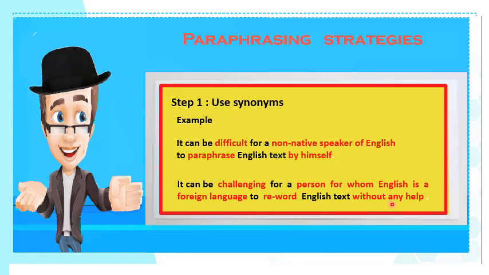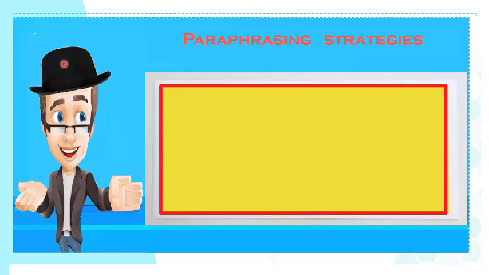What happened here? Which synonyms did I use? For the term difficult, I used challenging. For the expression non-native speaker of English, I used person for whom English is a foreign language. For the term paraphrase, I used rewords, and the expression by himself is replaced by without any help. The second strategy is changing the order of the words or the sentence structure.